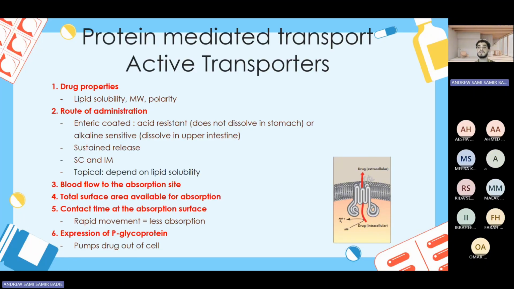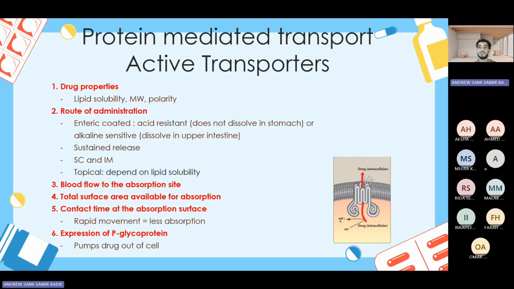Sometimes we have sustained release. We want the drug to release, as you mentioned before, in a slow concentration over a long period of time. And sometimes we have topical, which depends on the lipid solubility. Blood flow to the absorption site: if we have an organ, for example, the intestine has a much greater blood supply compared to the stomach, so the absorption in the intestine will be easier.